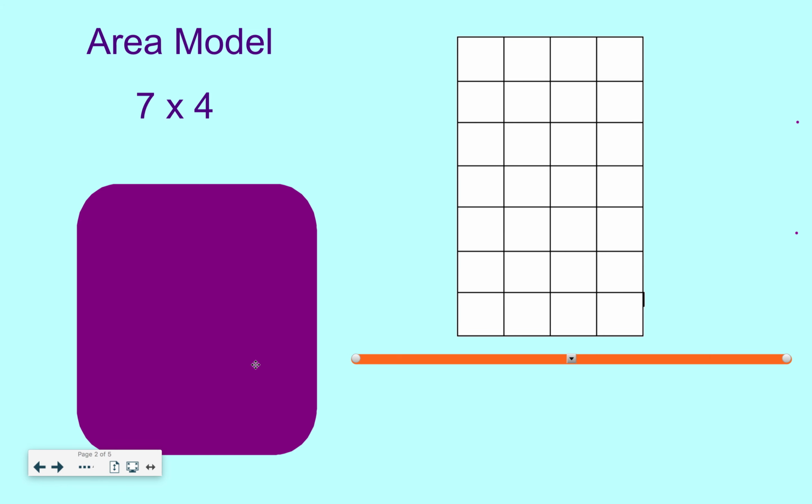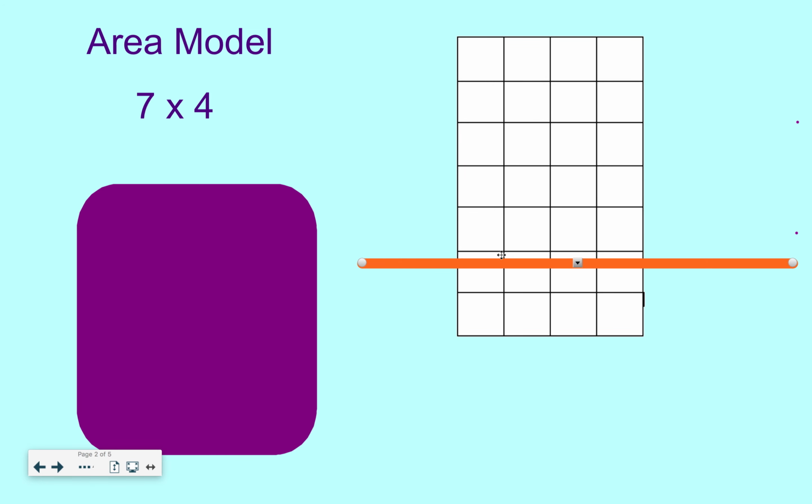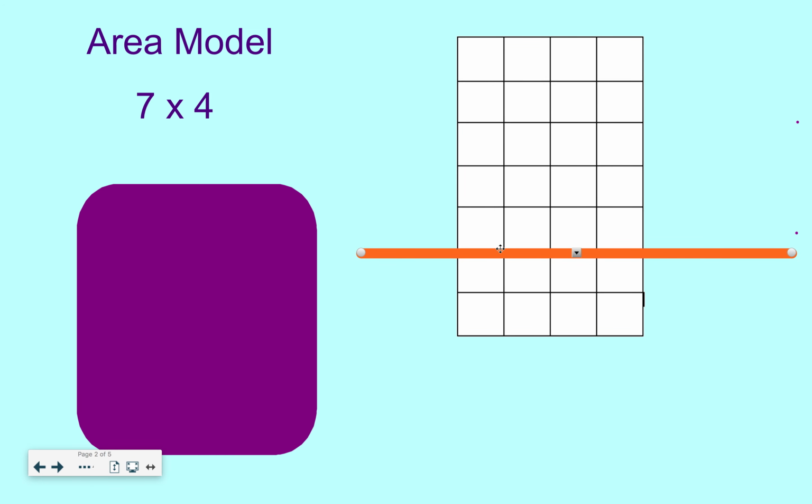So I think since 5s for most people are easiest, it would be smart to do 7s as 5 and 2. So in this case, we have 7 groups of 4, but instead I'm going to think of it as 5 times 4, and then what remains is 2 times 4. So I know 5 times 4 is 20, 2 times 4 is 8, and so when I add those parts together, I can get my final answer of 28.